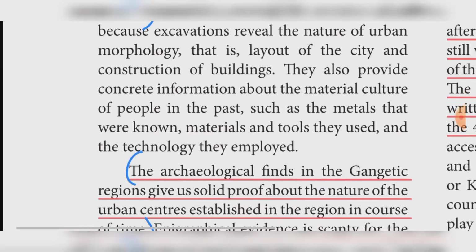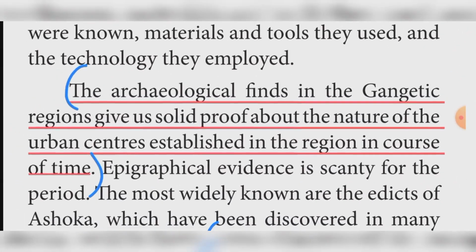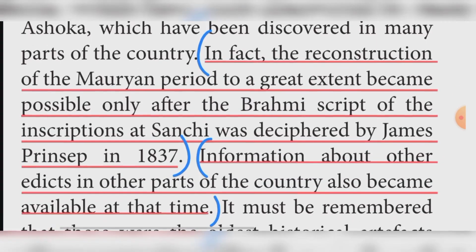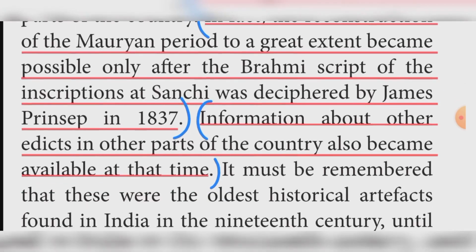Next point, the archaeological finds in the Gangetic regions give us solid proof about the nature of the urban centers established in the region in course of time. Next point, in fact the reconstruction of the Mauryan period to a great extent became possible only after the Brahmi script of the inscriptions at Sanchi was deciphered by James Prinsep in 1837. Information about other edicts in other parts of the country also became available at that time.